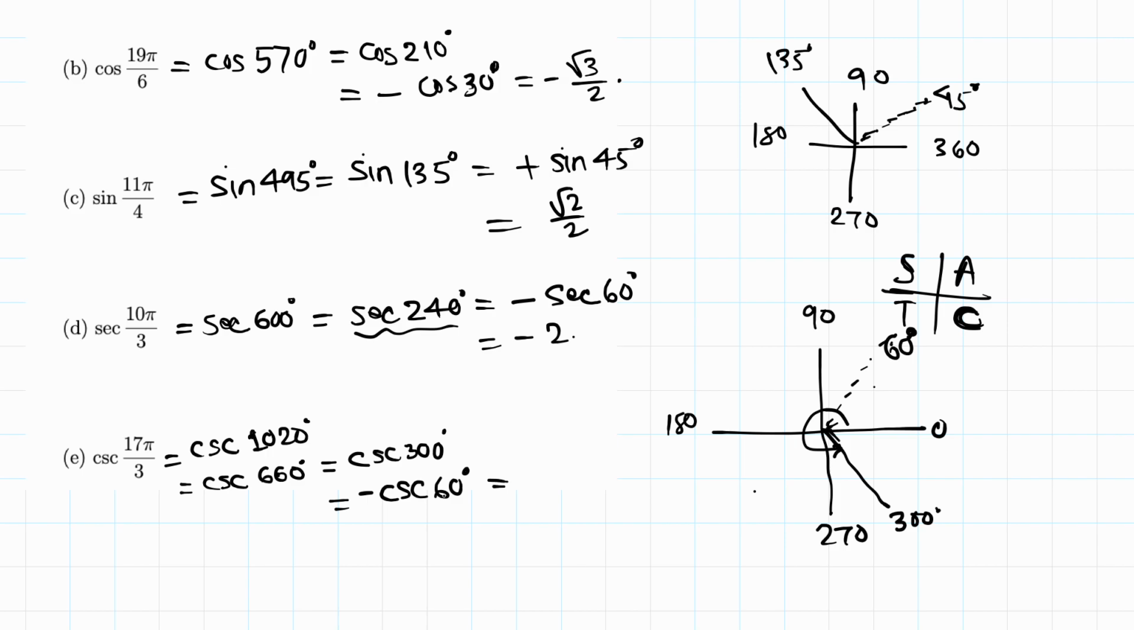And cosecant is reciprocal of sine. We know that sine 60 from unit circle, or somehow we know that's root 3 over 2. So reciprocal would be then, the negative is negative 2 over root 3.